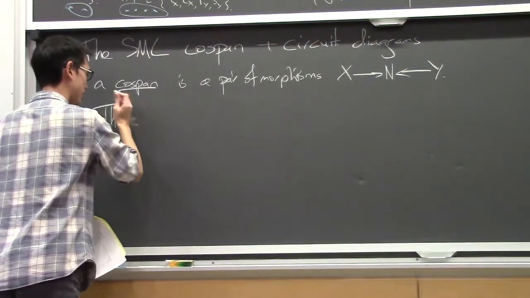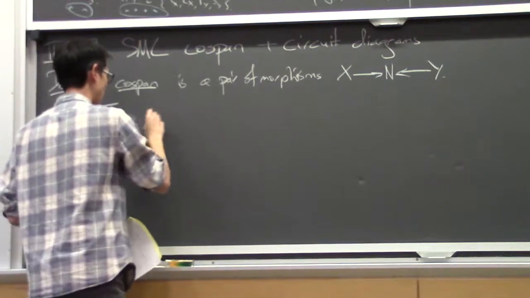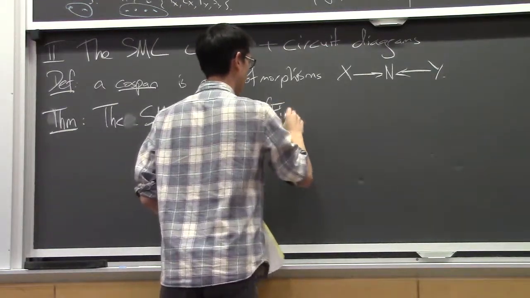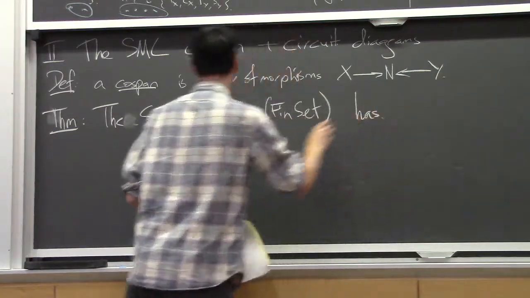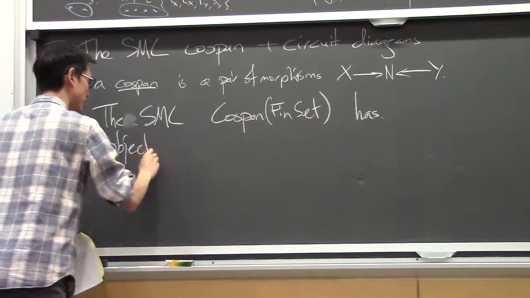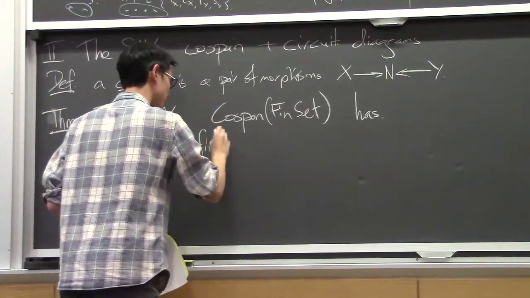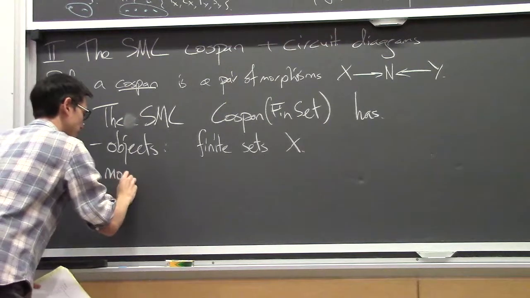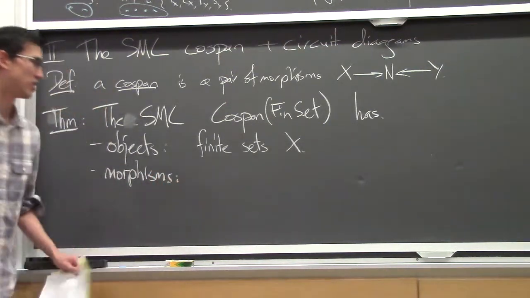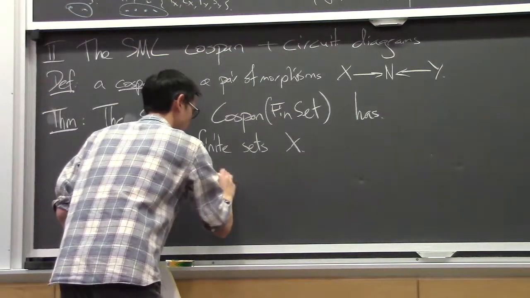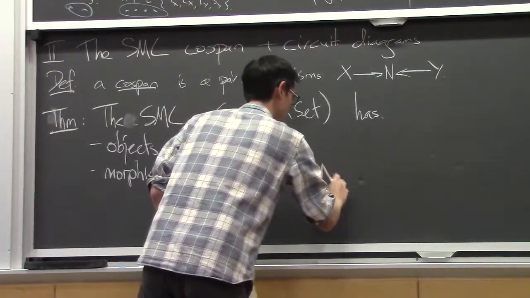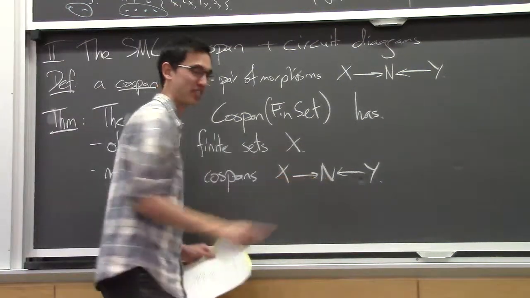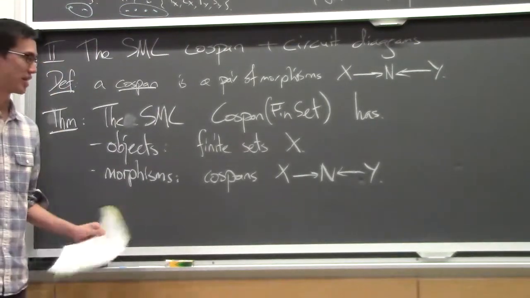So there is a symmetric monoidal category called cospans of finite sets, and the symmetric monoidal category cospan of finite sets has, so it's firstly a category, so the objects are finite sets. So something like X. Morphisms. So if I want to know what is in the Hom set from X to Y, these are cospans from X to Y. Are you brushing the equivalence thing under the rug? Yes. These are equivalence classes of cospans. So what this means is that if I change the names of all these elements in N to different names, then it's still the same cospan.